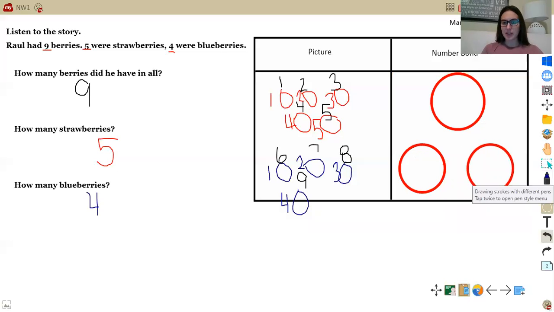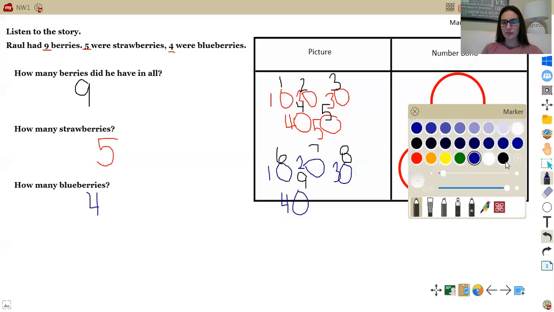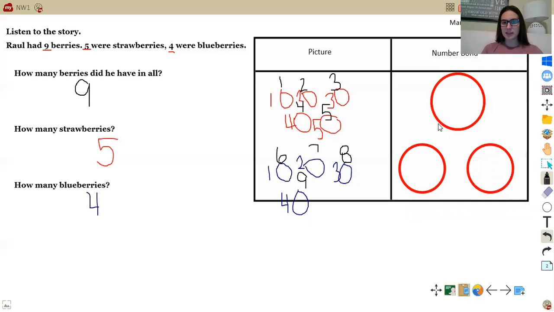And then I have to make sure that I draw my connecting lines to make my number bond. So I know that the top of my number bond is my total. And right here we answered how many berries did he have in all. So I know that there were 9 berries in all, so I'm going to put the number 9 here.